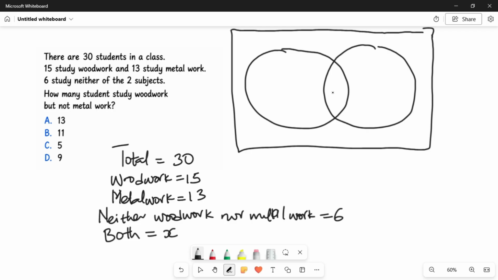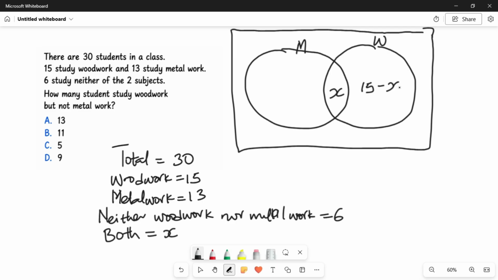So from the Venn diagram, we can see that this point represents the students that offer both subjects. Okay, let's call this our metalwork, M for metalwork, and W for woodwork. So students that study both metalwork and woodwork, they are here. So let's call it X. Now 15 students study woodwork. Okay, so this is woodwork here. 15. But remember, the 15 also extend to this point. So for us to get the number of students that study just woodwork, that will be 15 minus X.